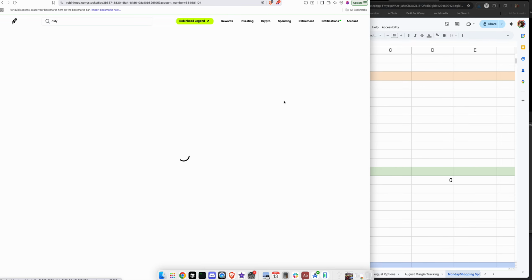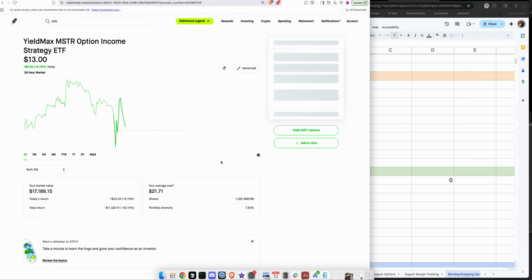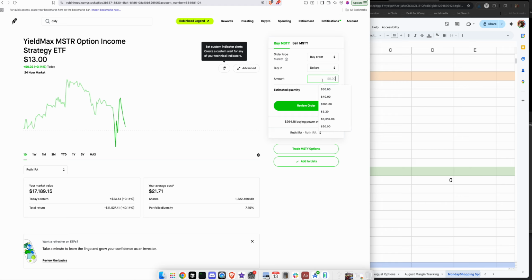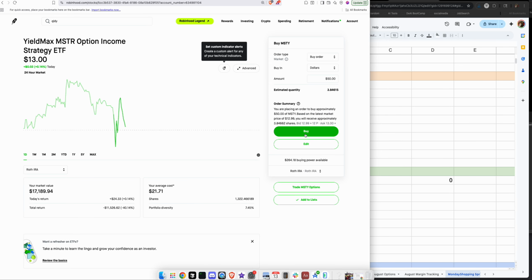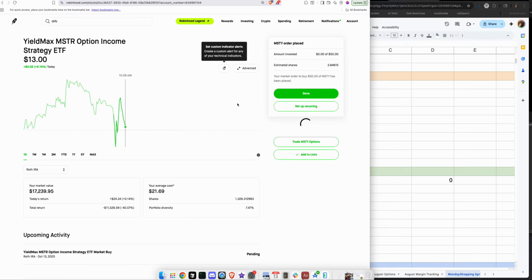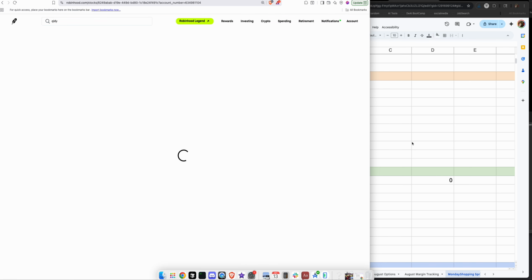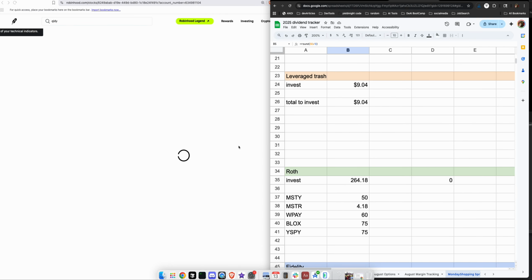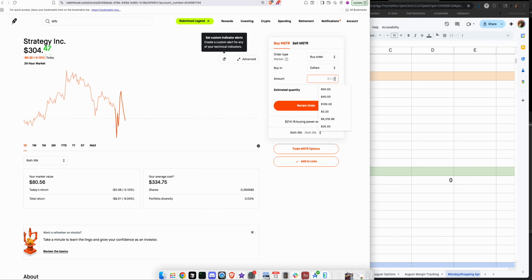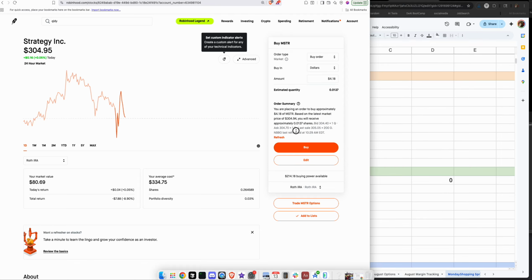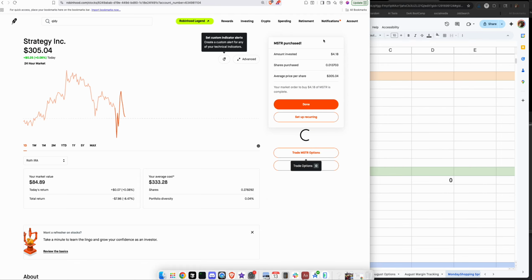MSTY, we're going to spend $50 on this because it is my experiment, kind of modified because I don't have enough money. But hey, we did MSTY, and then we're going to buy MSTR, the underlying, as well. $4.18. Done.